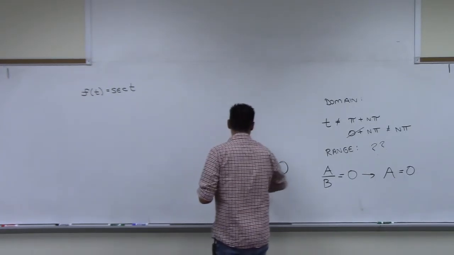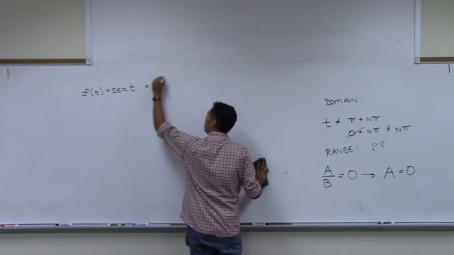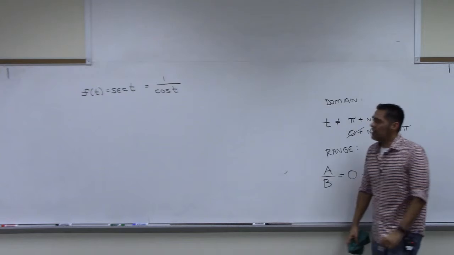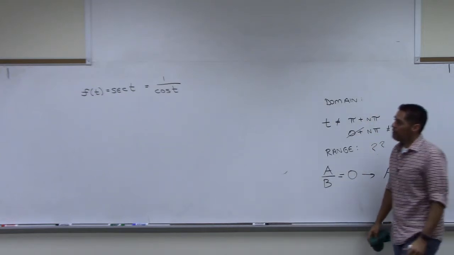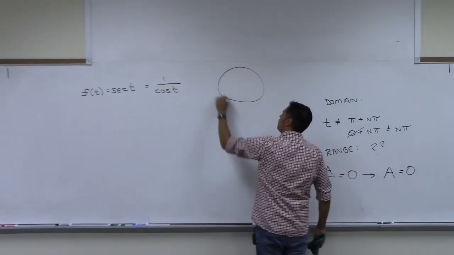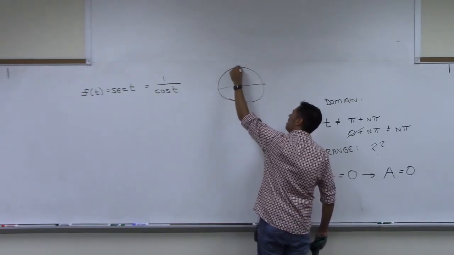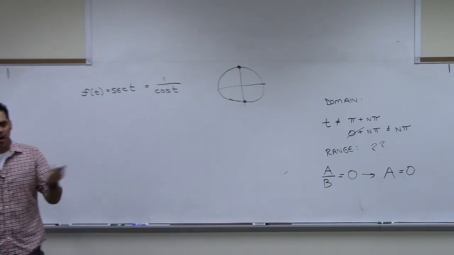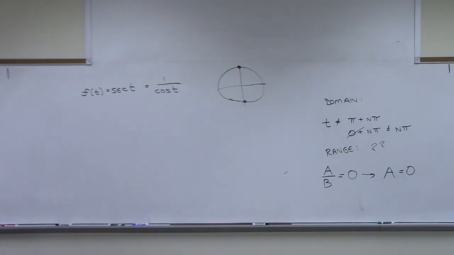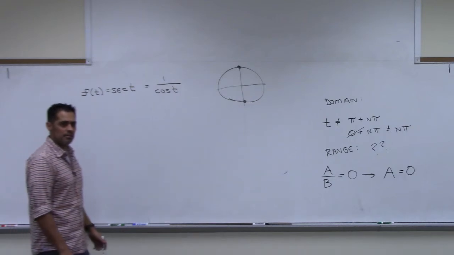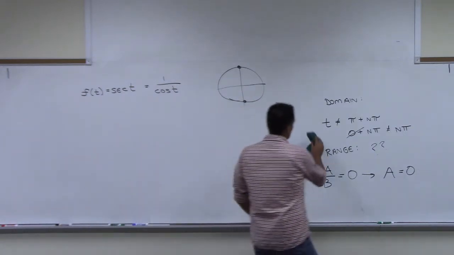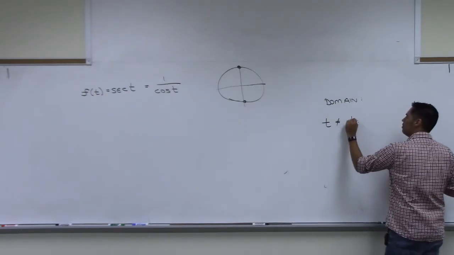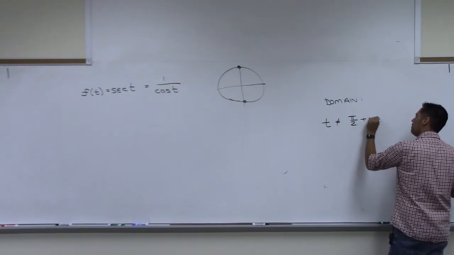So do you want to tell me what it can't be? If it's 1 over cosine t, that's what secant means, right? Then you need to make sure that cosine's never 0. So you better be sure that you're not here and here, right? Pi over 2 plus n pi. Exactly the same as the tangent, right? Same problem that tangent had. T cannot be pi over 2 plus n pi.